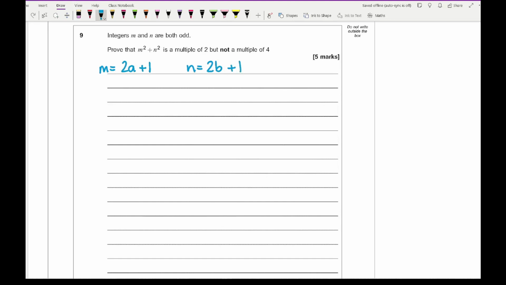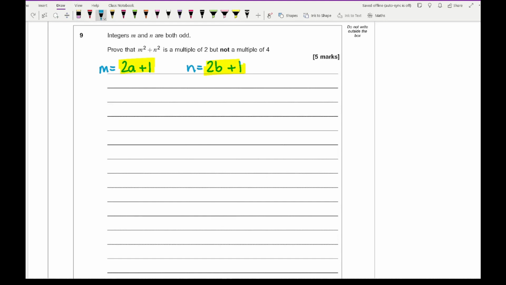So they're the two expressions that I'm picking for my two odd numbers, and those two will be odd for all values of a and all values of b. Again, I've only just picked a and b for anything. You could pick absolutely any other two letters. I strongly wouldn't recommend going for m and n, but it is what it is.